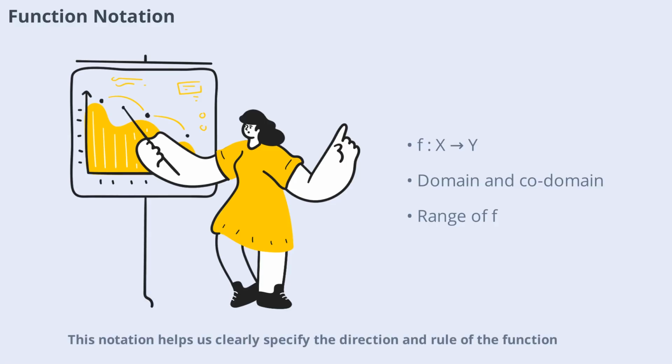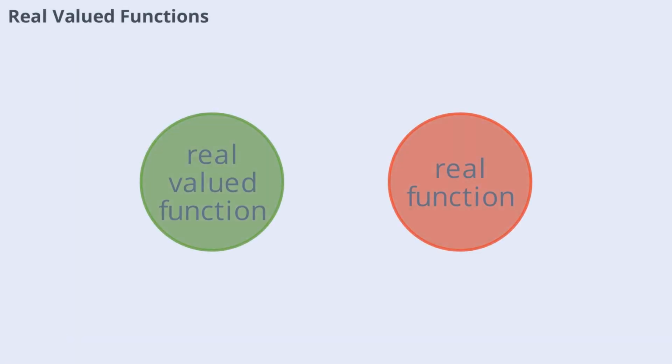This notation helps us clearly specify the direction and rule of the function. A real-valued function is a function whose range is either the set of real numbers R or a subset of R. If the domain is also R or a subset of R, it's called a real function. These functions are especially important in calculus and real analysis, as they describe relationships between real numbers.